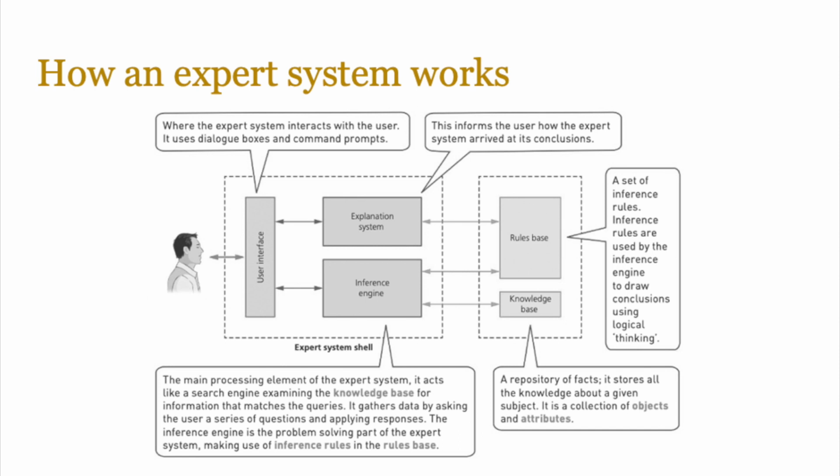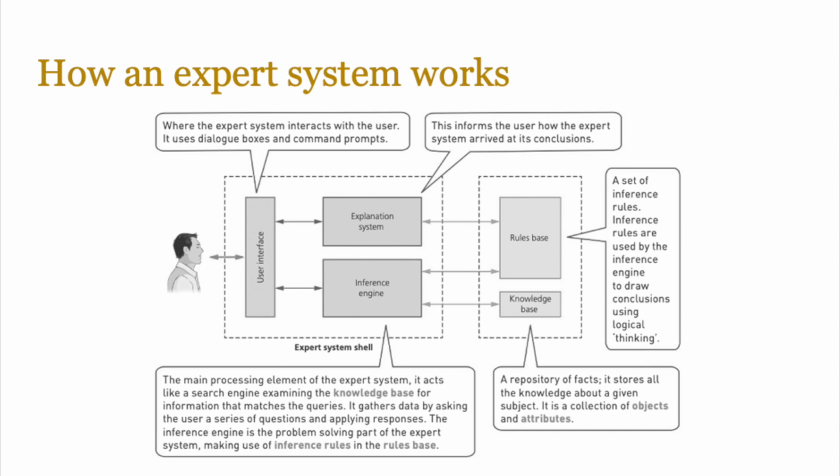So these rules are again created by the programmer or the expert, the knowledge expert, not the actual human expert, but the knowledge expert, how knowledge could be queried. The inference engine is the main processing element of the expert system. This is now in the middle part. It acts like a search engine examining the knowledge base for information that matches the queries. It gathers data by asking the user a series of questions and applying responses. The inference engine is the main problem-solving part of the expert system.